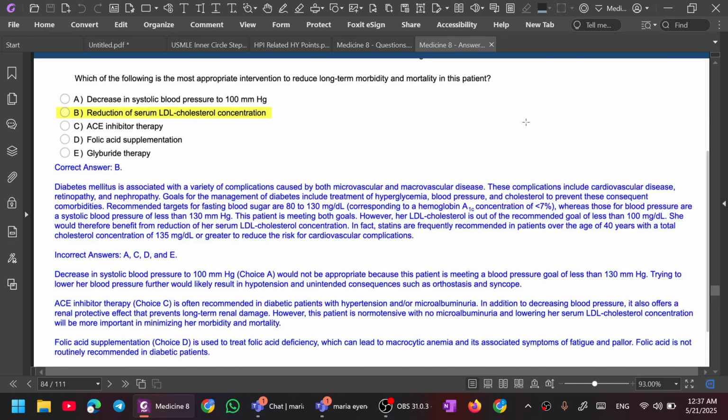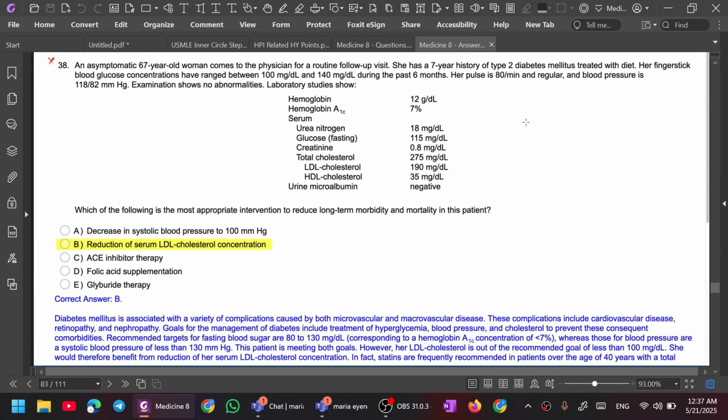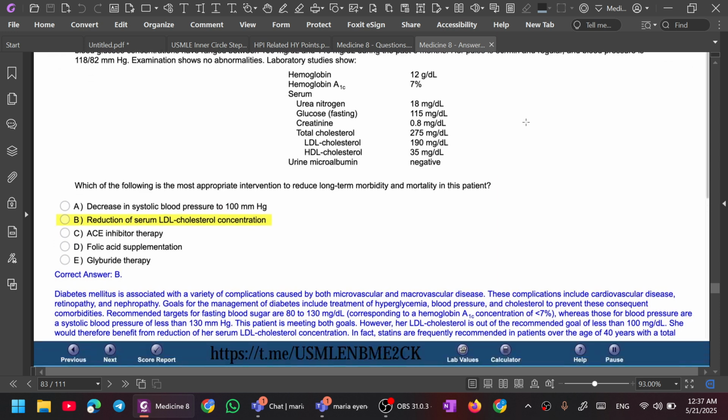And the second criteria is LDL more than 190. Oh, you remember the ASCVD therapy box? Yeah, but here it says statins are frequently recommended in patients over age 40 with a total cholesterol concentration of 135 or greater to reduce the risk of cardiovascular disease.